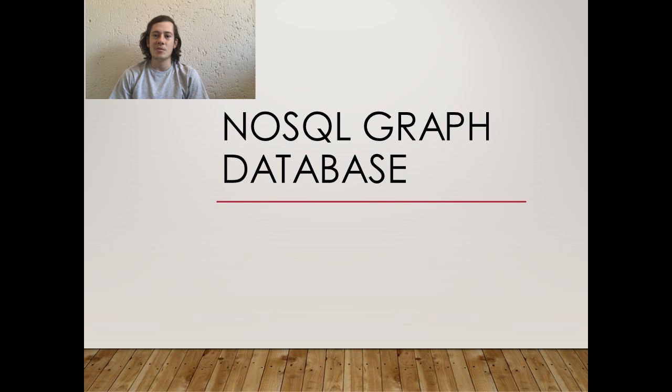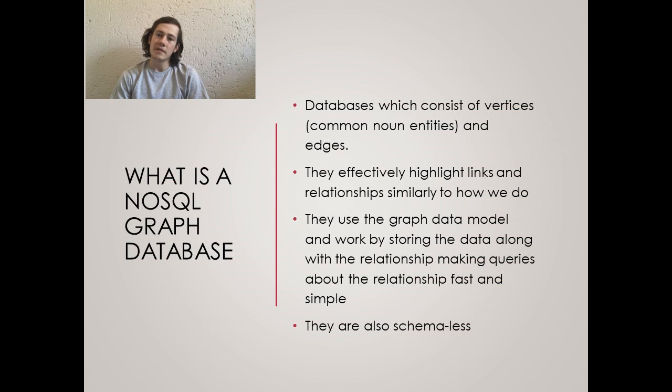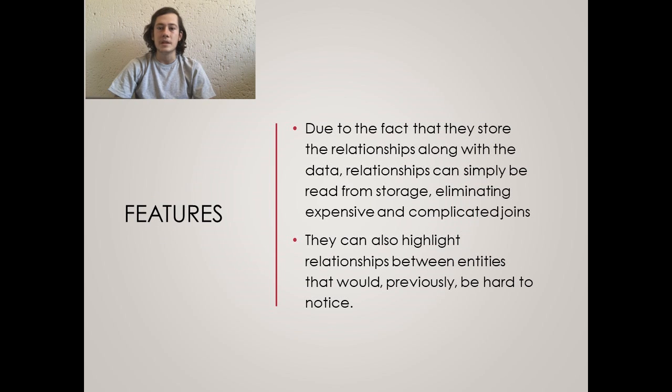Graph databases versus relational databases. What is a graph database? A graph database is a database that consists of vertices and edges. They use the graph data model to work with and store relationships and data. They effectively highlight links similar to the way we do. They are also schemaless. Graph databases have some pretty cool features. Due to the fact that they store the relationship along with the data, these relationships can simply be read from storage, eliminating complicated and expensive joins. They can also highlight relationships that we previously would maybe find a bit more difficult to see.